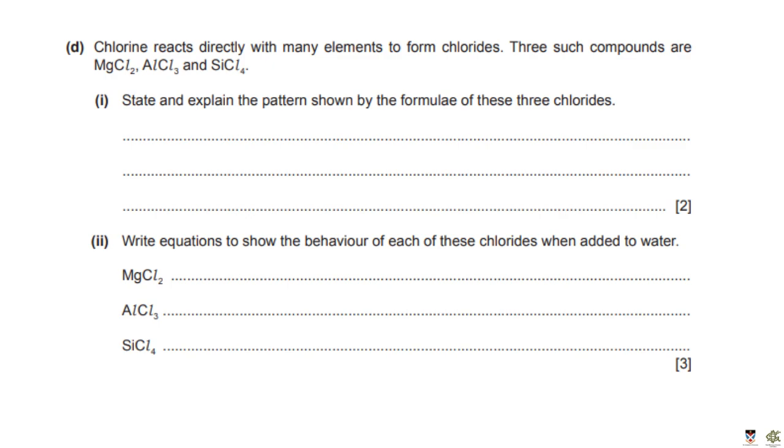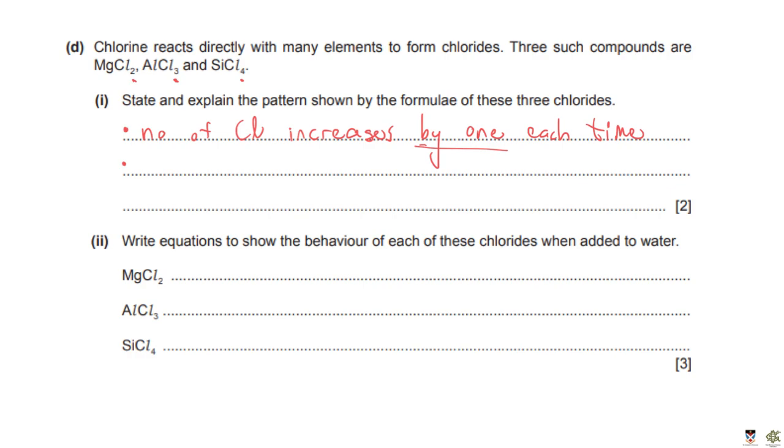If we look at the number of chlorines in each one of these formulae, we can see we go from MgCl2, AlCl3, and SiCl4. So every time the number of chlorines increases by 1, or it matches the group number as well. We know magnesium is in group 2, aluminium group 3, and silicon group 4 or group 14. But generally, state the trend there. That would be the number of Cl increases by 1 each time.